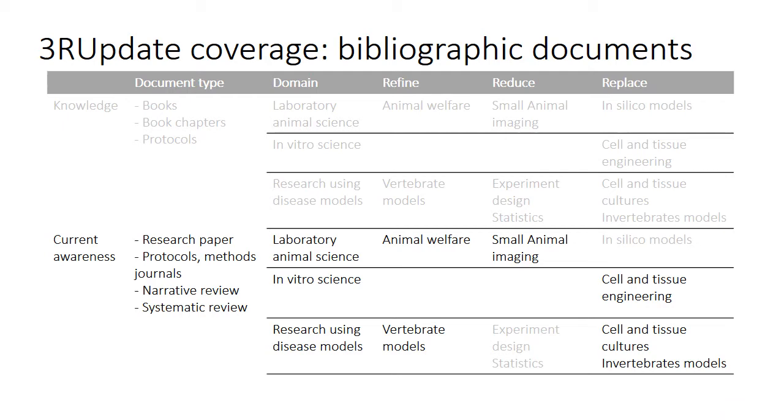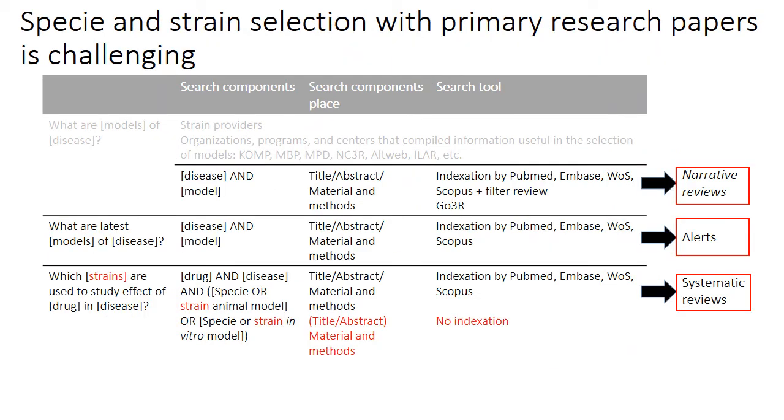So now we will focus on how to retrieve information for biomedical sciences. When you start a search, you can be interested in defining which could be the best species or strain for obtaining good and valid results. This question is very crucial, and it is already a 3R behavior. But this question is quite tricky. It's difficult to answer this question.